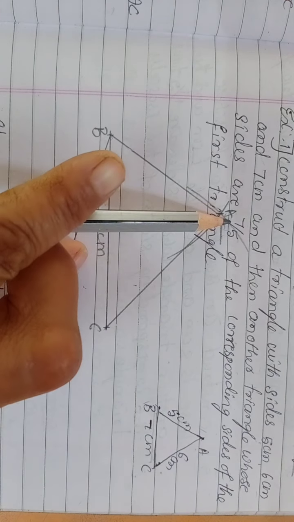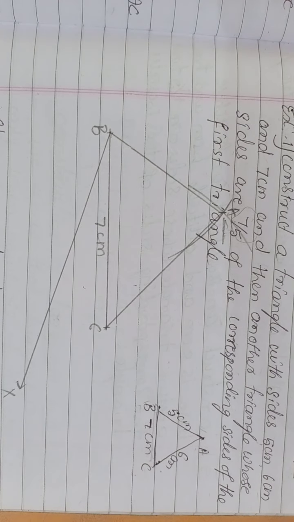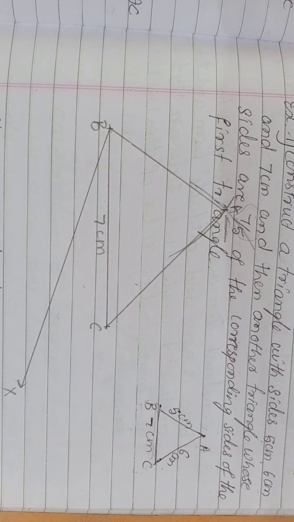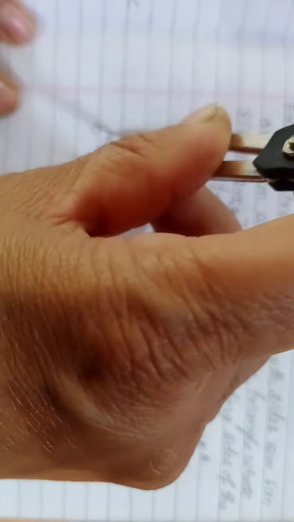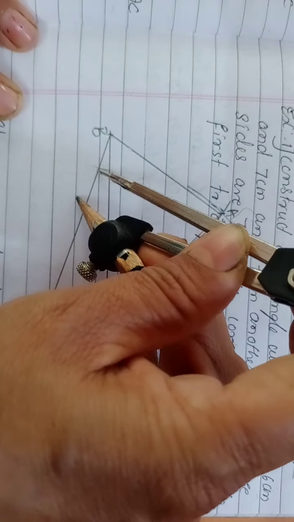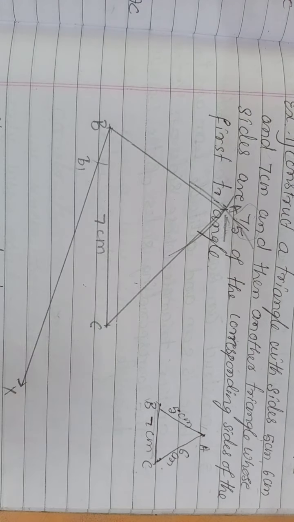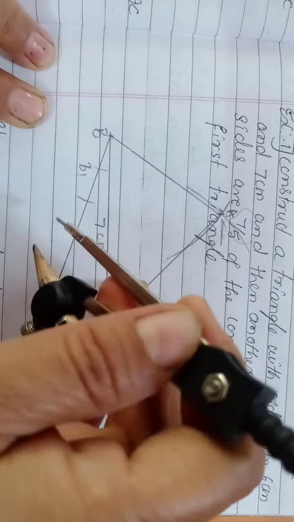Now check your fraction, 7 by 5. What is the highest number there? 7. So you should make 7 equal divisions, children. Take 1 centimeter. From point B, cut an arc with 1 centimeter and call that point B1. Again, with B1 as center and the same measure, cut one more arc. Like that you cut 7 arcs, children.